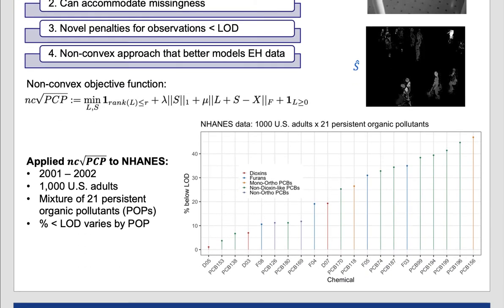I'll end with an application of PCP to the NHANES dataset. Here, NHANES is comprised of 1,000 US adults with measurements for 21 persistent organic pollutants, many of which fall below the LOD, as you can see in the plot to the right.